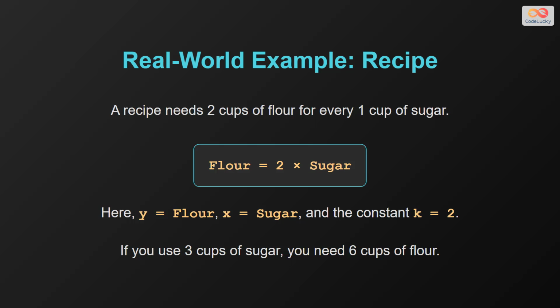Let's look at another example from the kitchen. Suppose a recipe calls for 2 cups of flour for every 1 cup of sugar. The amount of flour you need varies directly with the amount of sugar you use. The equation is flour equals 2 times sugar. In this case, y is the amount of flour, x is the amount of sugar, and the constant, k, is 2. If you decide to use 3 cups of sugar, you will need 6 cups of flour.